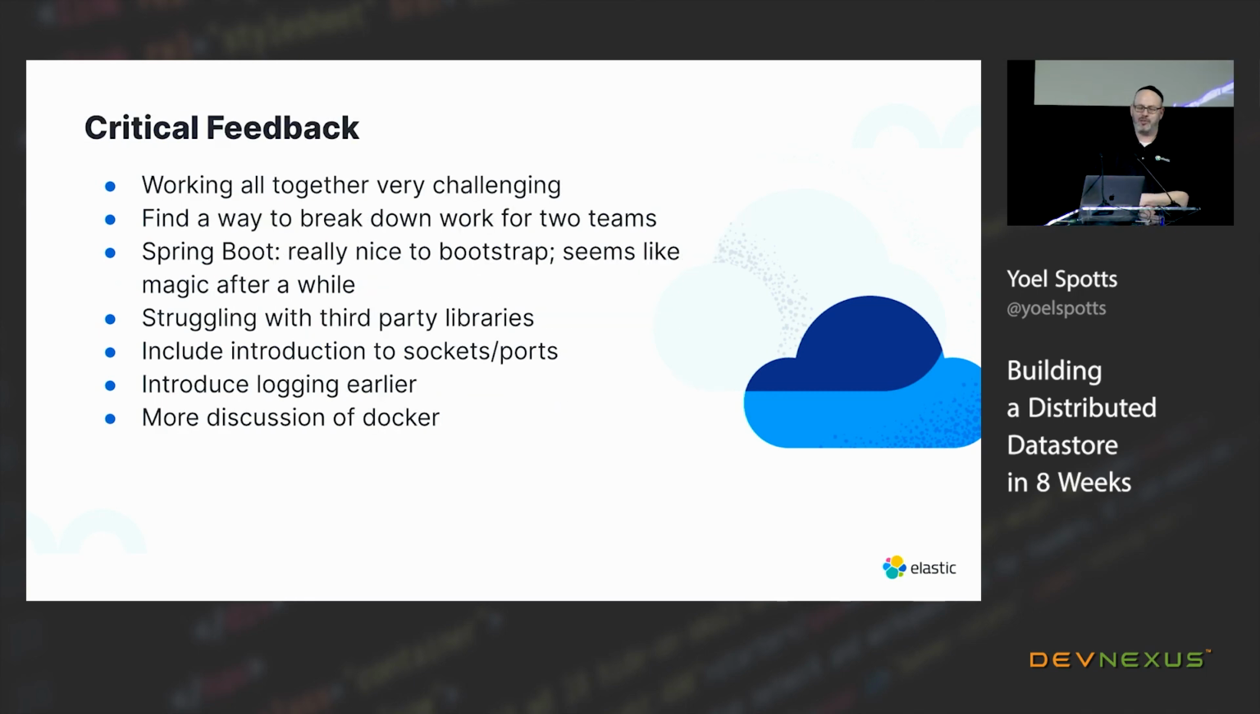Some of the critical feedback I got, in terms of things to improve if we do it again: it was really tough for all four of them to work at the same time. Pair programming is one thing; quadruple programming is pretty tough. So they suggested that I find a way to parallelize the work such that there could be two teams of two working on these problems. That's something I'm going to think about.